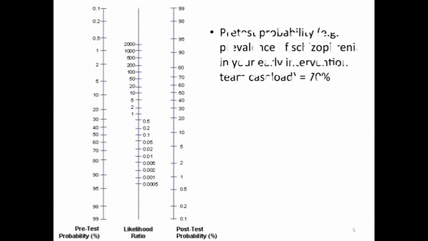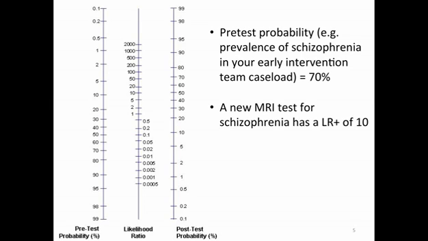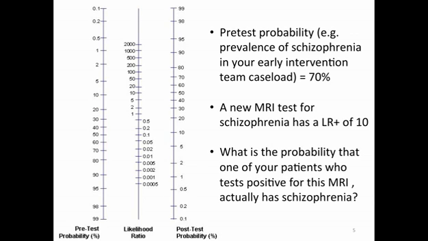Let's assume that the prevalence of schizophrenia in your early intervention team setting is 70%. A new MRI test for schizophrenia has a likelihood ratio of a positive test of 10. What is the probability that one of your patients who tests positive for this MRI test actually has schizophrenia? To answer this question, draw a straight line joining 70 and 10. Extend this further till it touches the third vertical line. The answer is 95%.